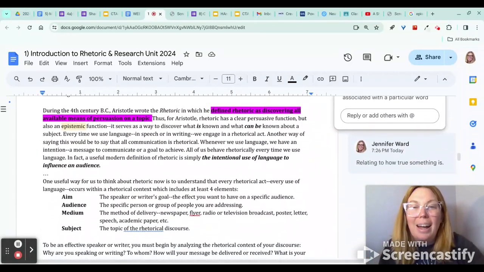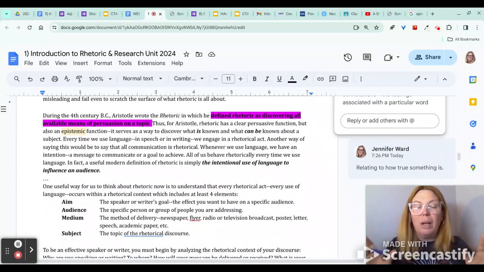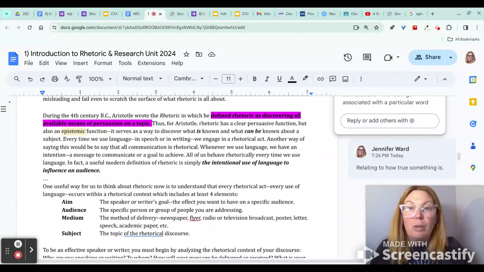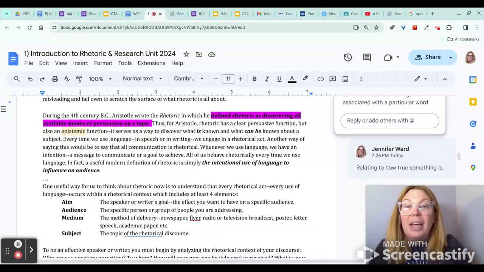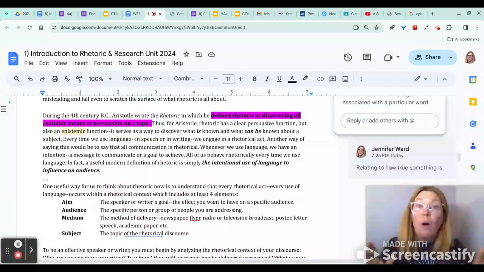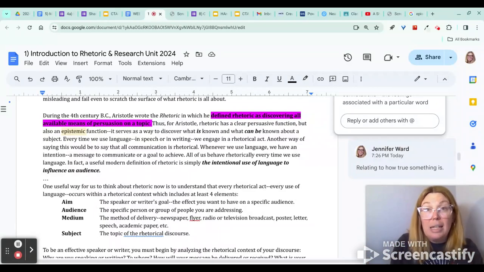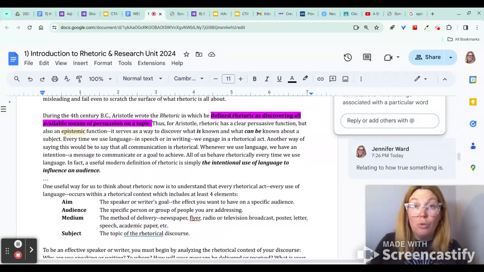So you'll notice I highlighted in purple. It's already bolded, but I wanted it to stand out even more. The definition of rhetoric that she gives us. She says, "During the 4th century BC, Aristotle wrote the Rhetoric," so Rhetoric's italicized, so we know it's the book title, "in which he defined rhetoric as discovering all available means of persuasion on a topic." So rhetoric is about how we are persuaded. It's the techniques that writers and speakers use to convince us of an idea or of an argument.